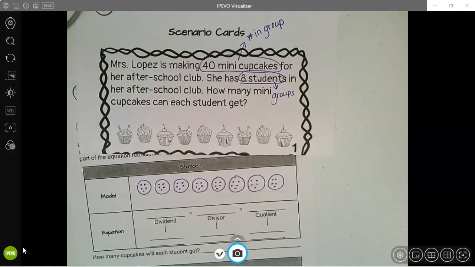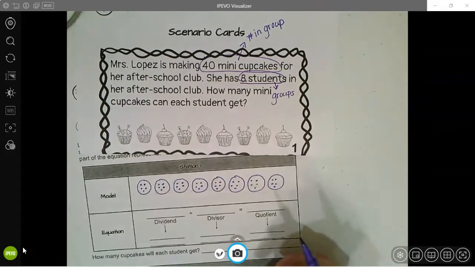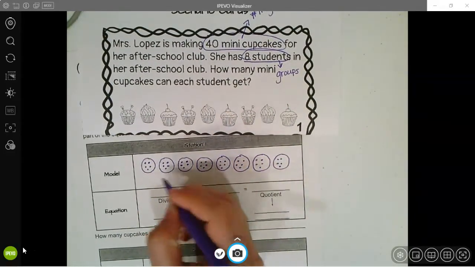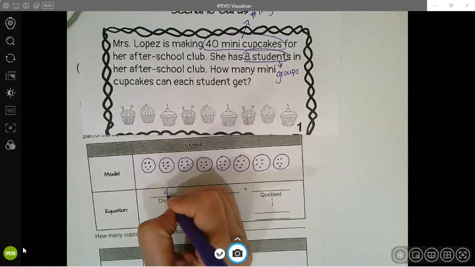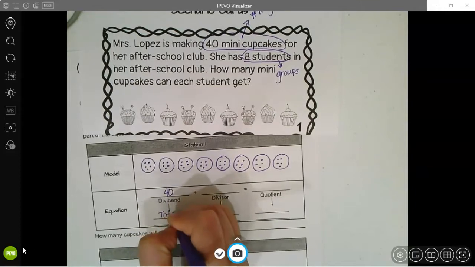Okay, if you noticed, I have 5 in each group. So my dividend is 40. That is the number I'm dividing. So this is my total cupcakes.